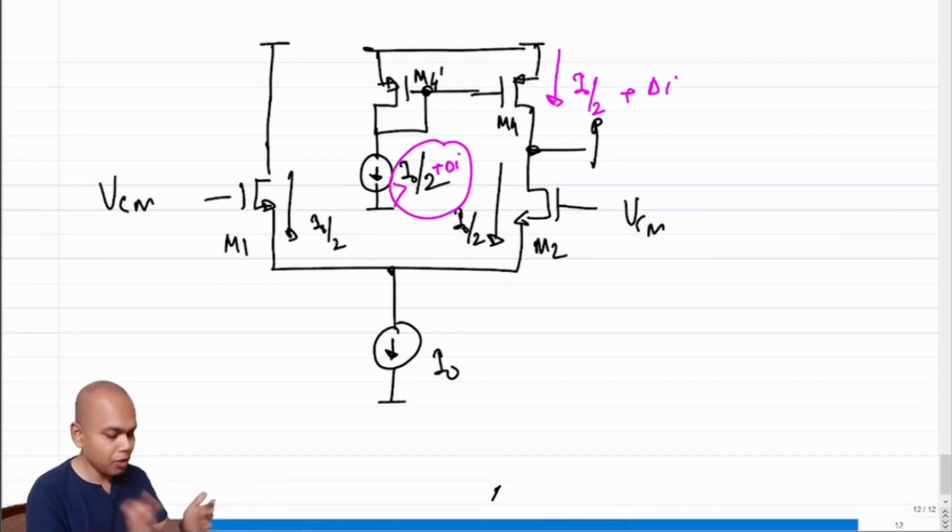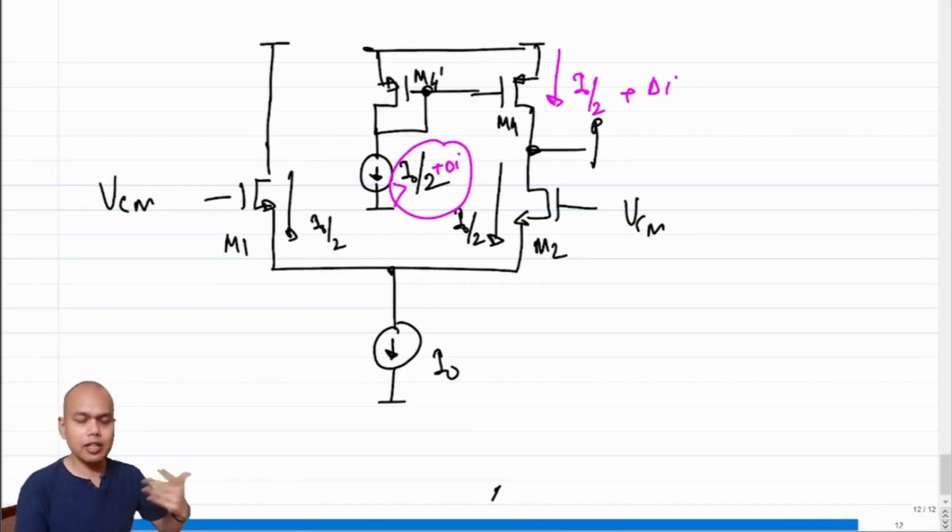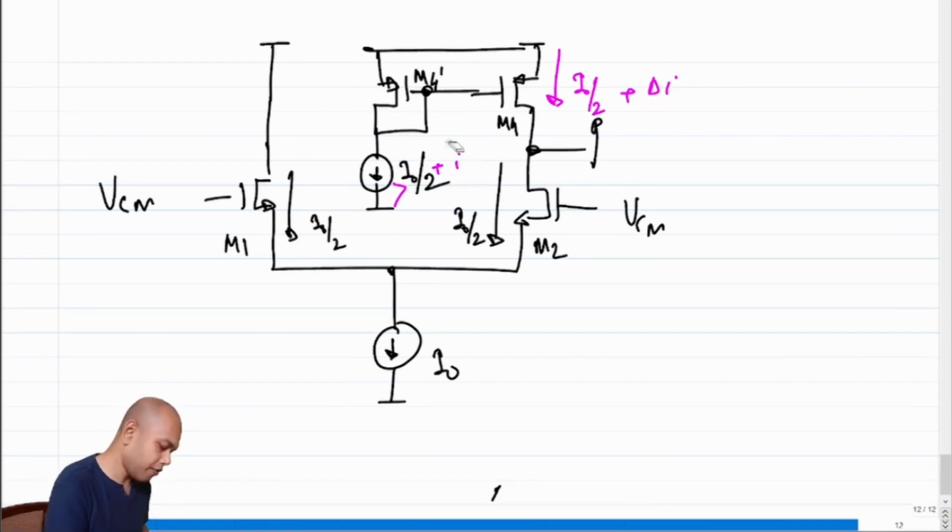The voltage will keep on going up till M4 goes out of saturation and into linear region, till the current through M4 becomes I naught over 2. If M4 is in saturation, then the current cannot become I naught over 2, because the drain voltage doesn't determine the current of the transistor to the first order. If the drain voltage has to affect the current, then the transistor has to move out of saturation. So that's what's going to happen. So we have to ensure that this current is I naught over 2.